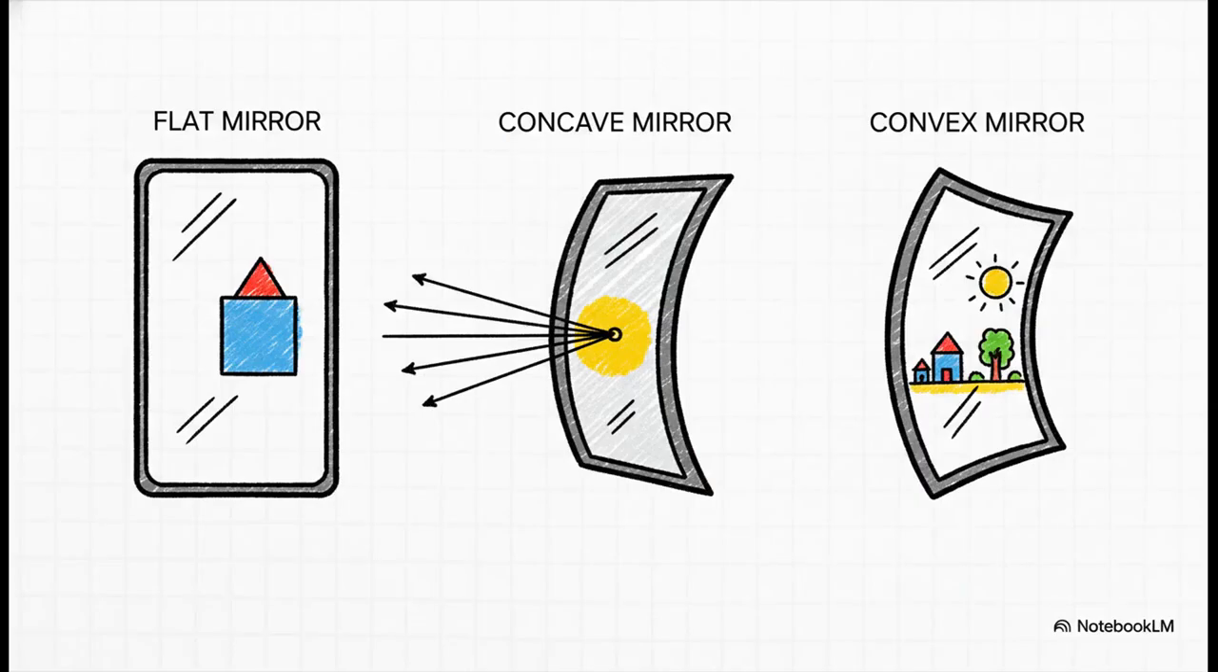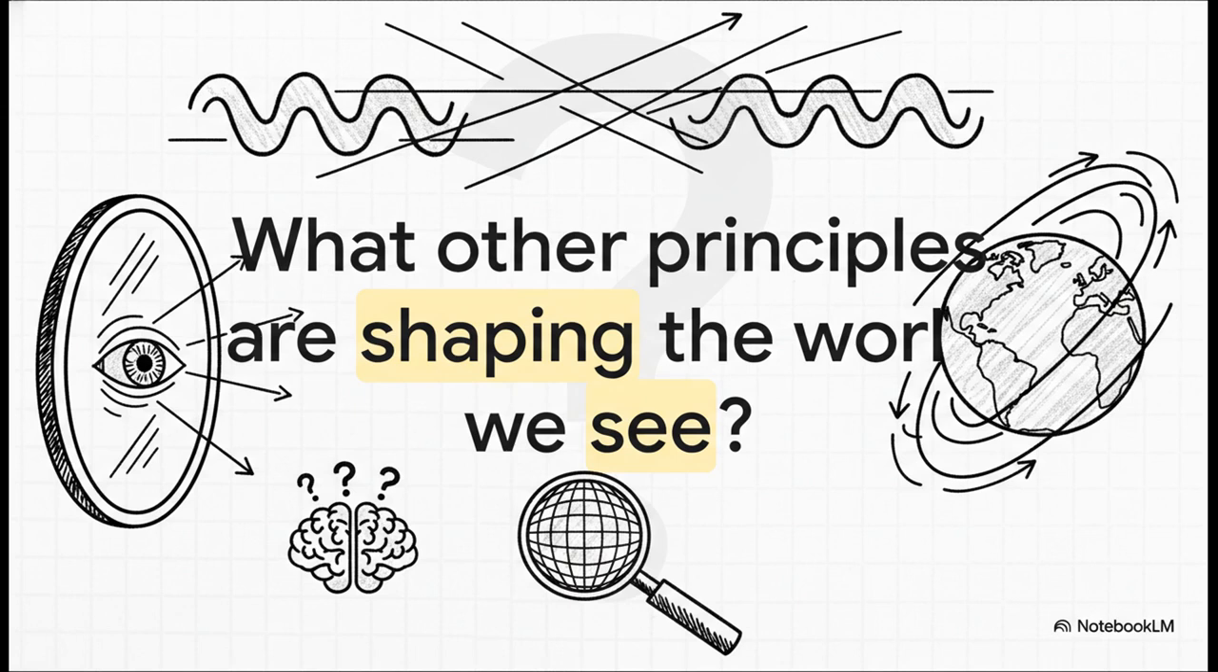So the really big takeaway here is that a simple curve can completely change our perception of reality. A flat surface gives you the truth. A curve that caves in focuses and magnifies reality. And a curve that bulges out spreads it wide to give you the bigger picture. It really makes you think, doesn't it? If something as simple as a curve in a piece of glass can so profoundly change our perception of reality, what other fundamental principles are out there, quietly shaping the world we experience every single day? Something to think about.